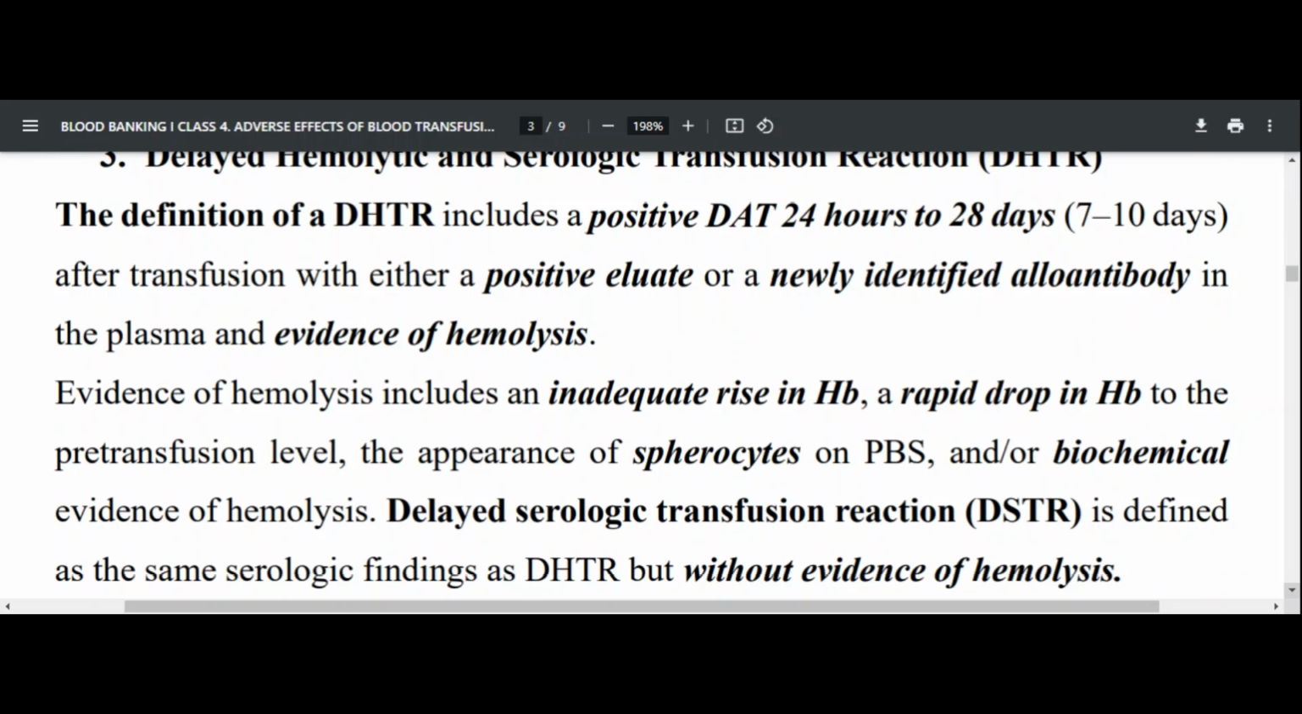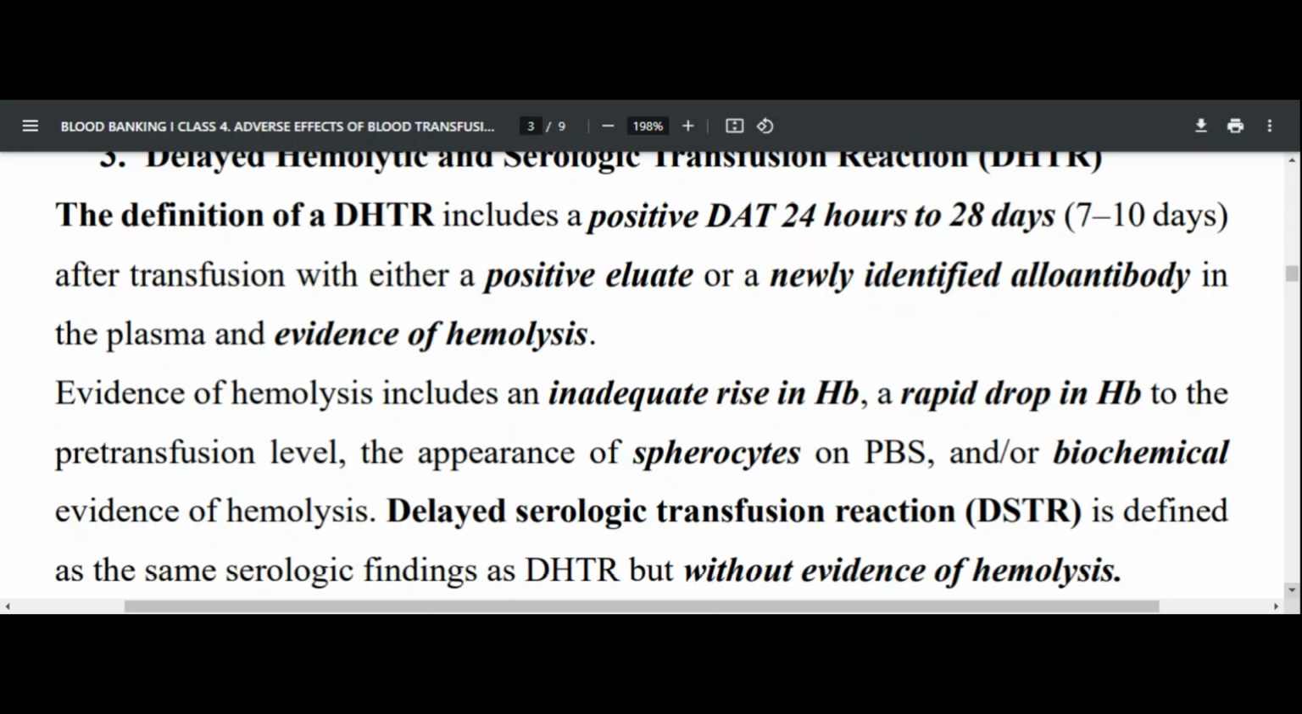And then biochemical evidence of hemolysis. So biochemical evidence of hemolysis, of course, includes lactate dehydrogenase enzyme. You find the creatine kinase can also increase a bit. You can find bilirubin, as well as haptoglobin, which is reduced because it is now there to bind free hemoglobin in the blood. So those are the biochemical evidence of hemolysis. So when you find all of them together, then we can call it delayed hemolytic transfusion reaction, isn't it? That's how I could explain it.